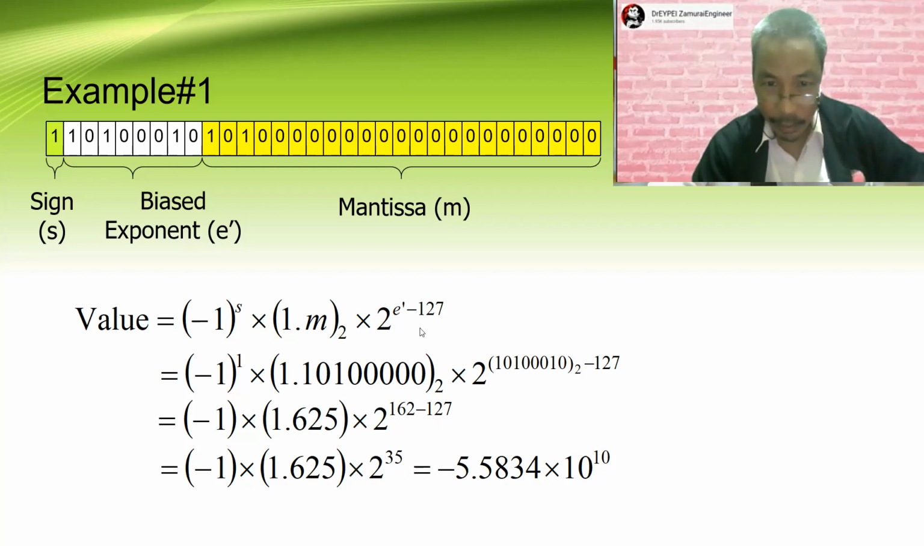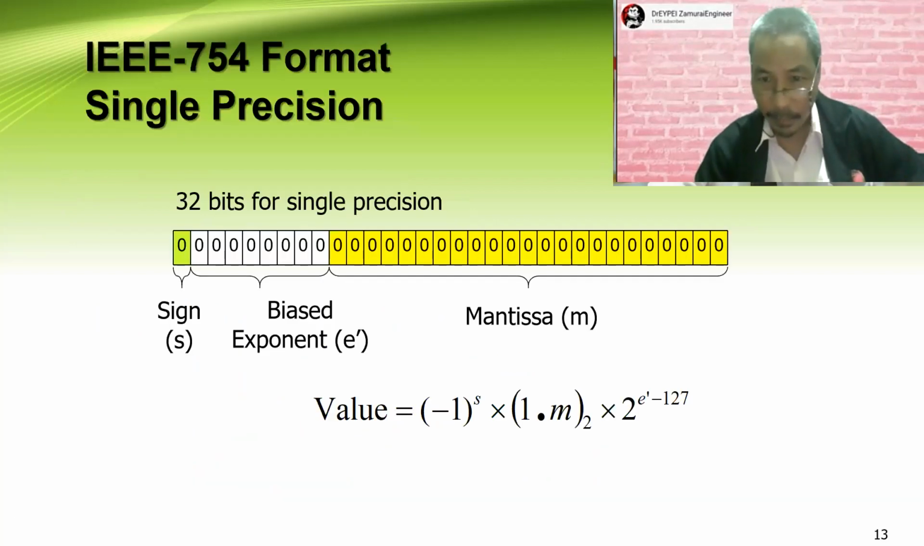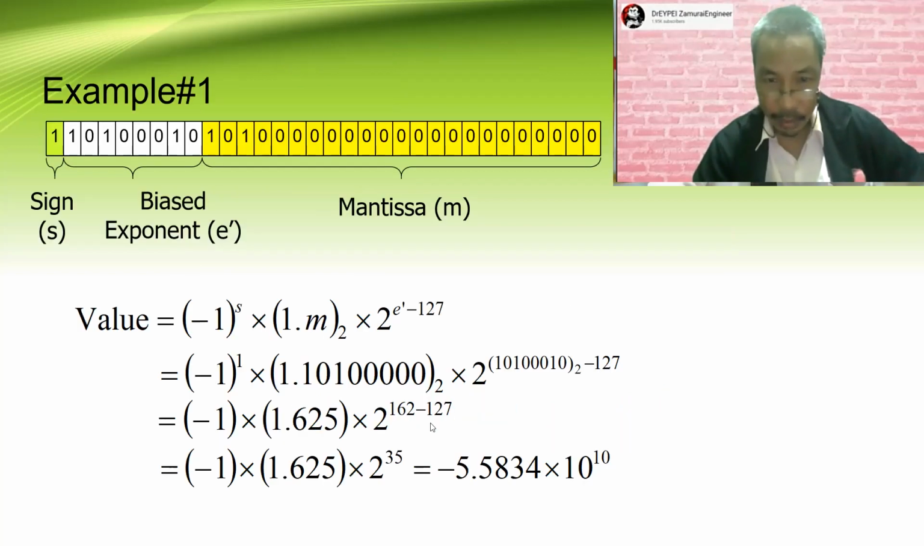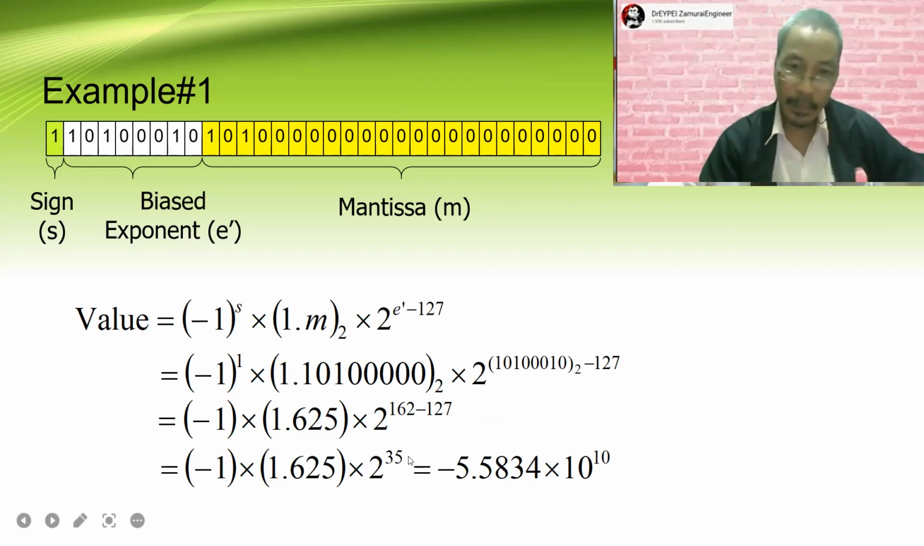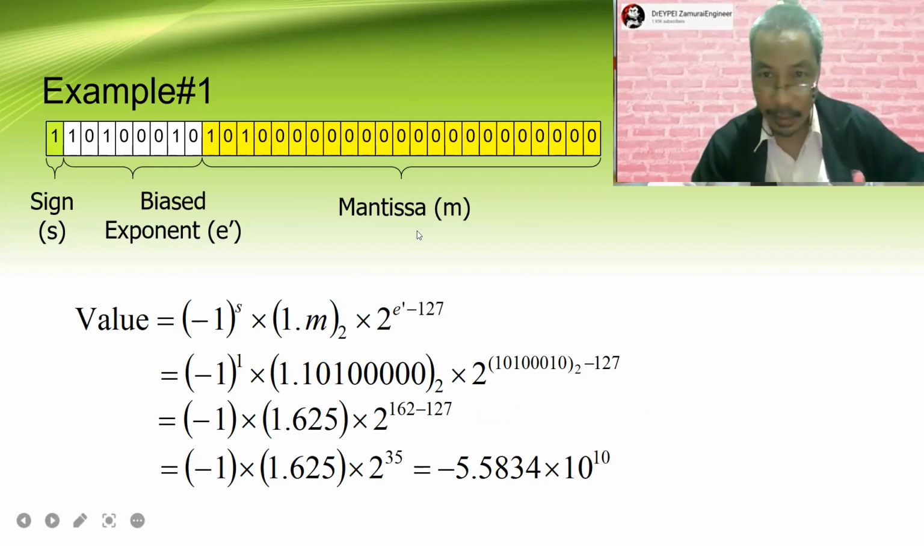And then minus 127. Why is it 127? Because that is the formula here. The formula here is 127. So 162 minus 127, that is 35. So 2 to the 35, please use your calculator. I cannot do it manually faster. Use your calculator. So I can show you my calculator.